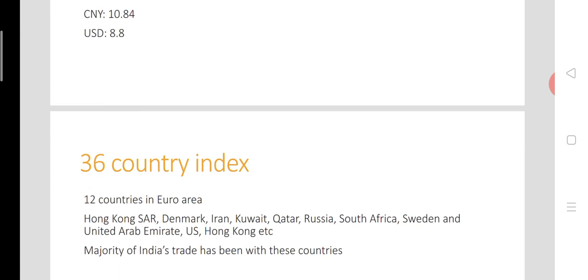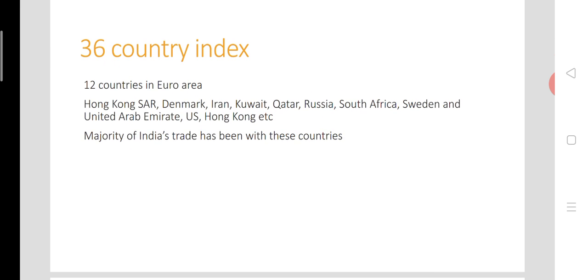And the second one is the 36 country index. This is also updated by the RBI. And 12 countries are coming from the Euro area, which use Euro as the currency. And Hong Kong is another country. Denmark is another country. Iran is another country in the list. Kuwait is another country. Qatar, this is 2017 data, you have to update it anyway. Russia, South Africa, Sweden, the United Arab Emirates, and the United States are the major countries in the 36 country index.